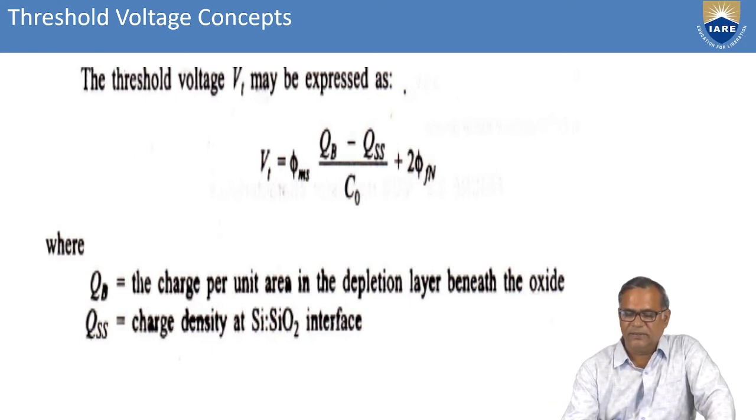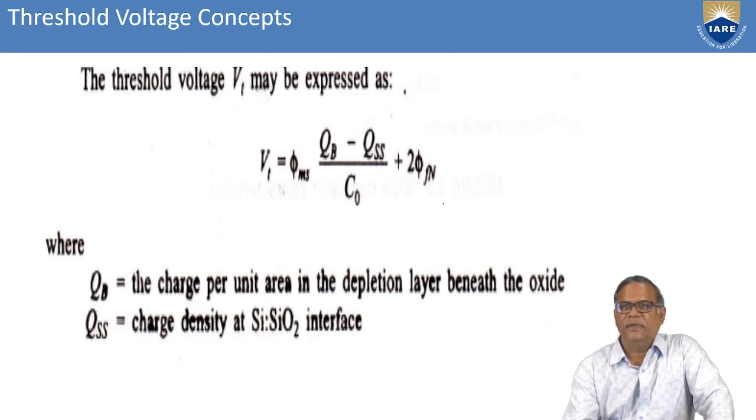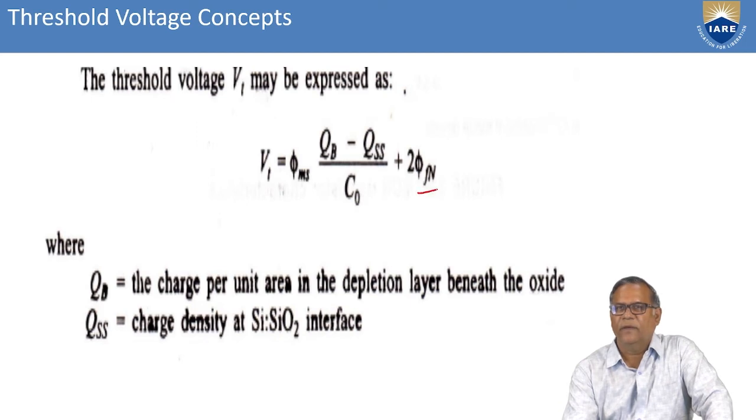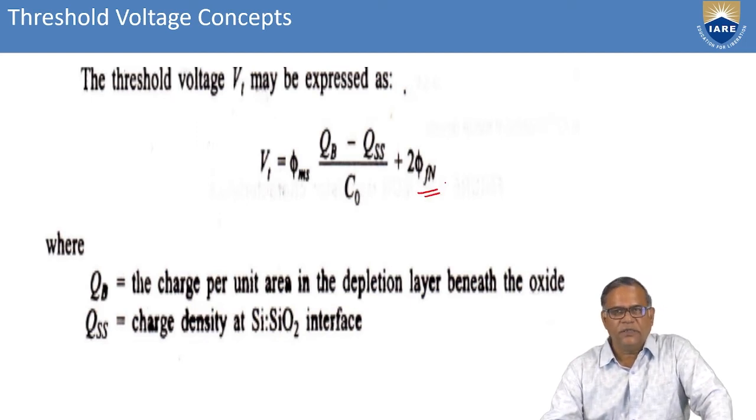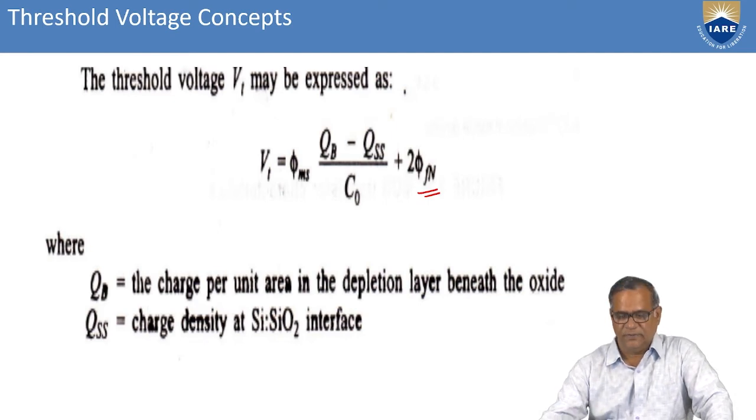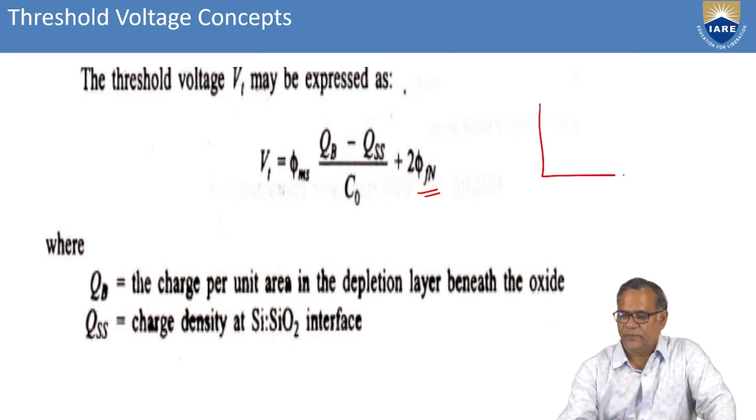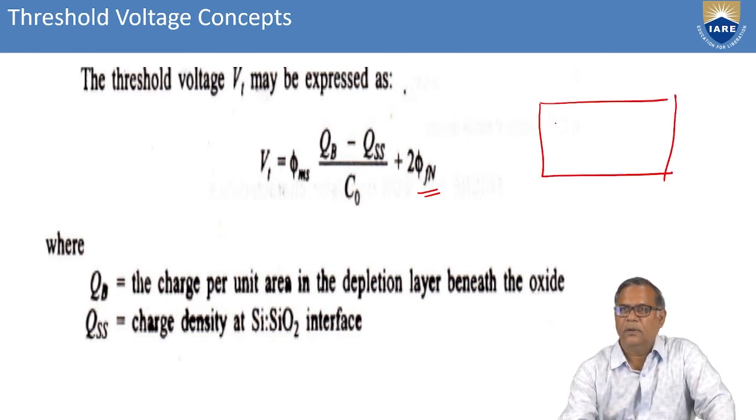So the threshold voltage is expressed as Vt is equal to phi ms minus Qb minus Qss by C naught plus 2 phi Fn, where Qb is the charge per unit area in the depletion layer beneath the oxide, and Qss is the charge density at the SiO2 interface. So if this is the MOSFET, this is the thin oxide and this is the polysilicon gate.